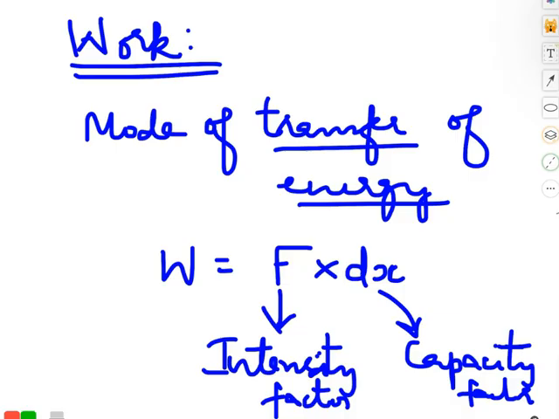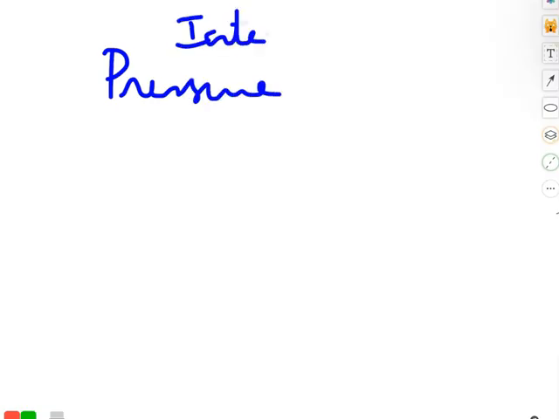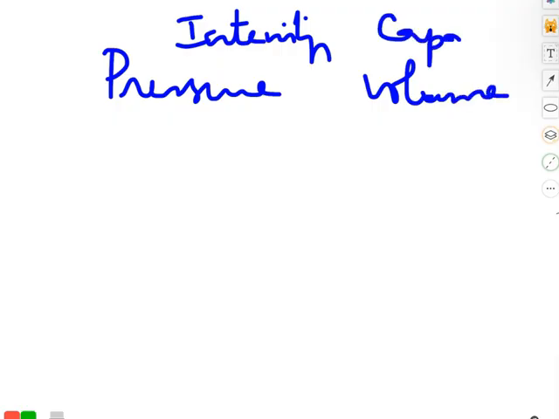Before that, intensity factors and capacity factors. Let's see some examples. Pressure: is it in terms of capacity or intensity? Intensity. So pressure is an intensity factor. What about volume? Capacity factor. Yes, you see the change now? Volume is going to be a capacity factor.